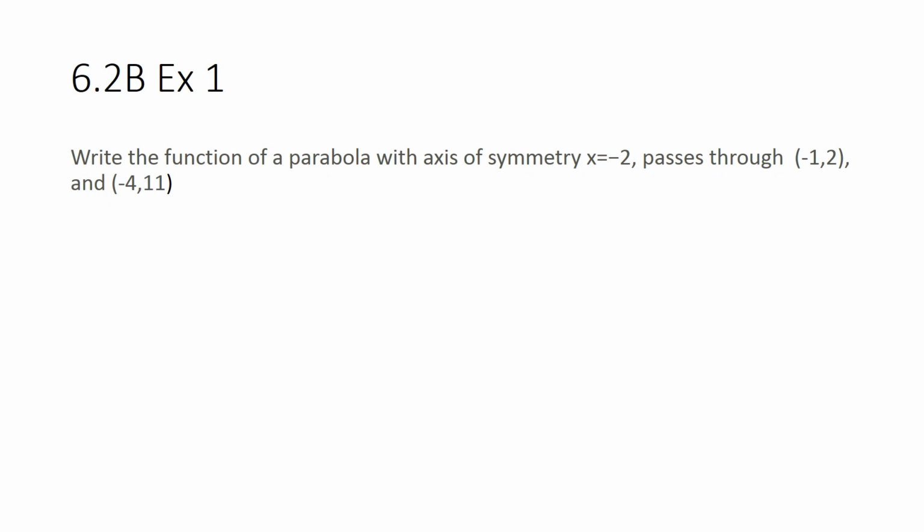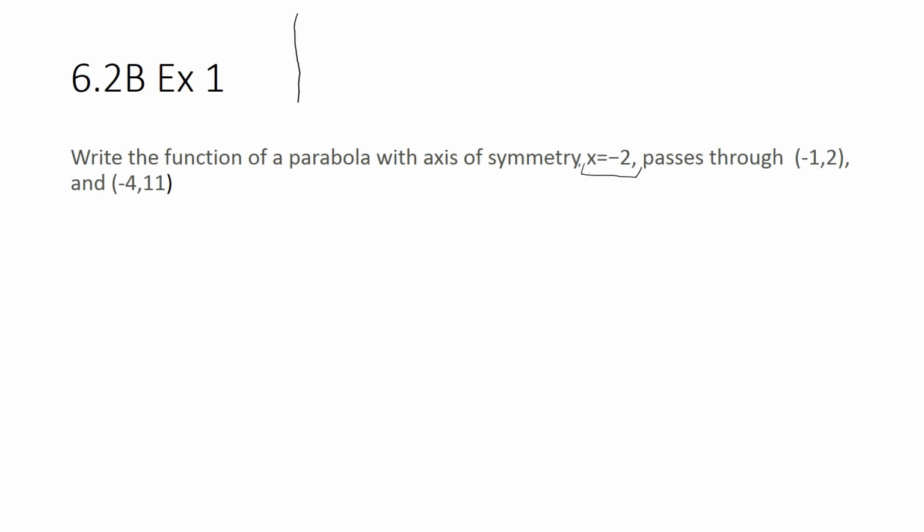Alright guys, so here is our given information. We're going to write the equation or the function of a parabola with axis of symmetry x equals -2, passing through the point -1 and 2 and the other point 4 and 11.